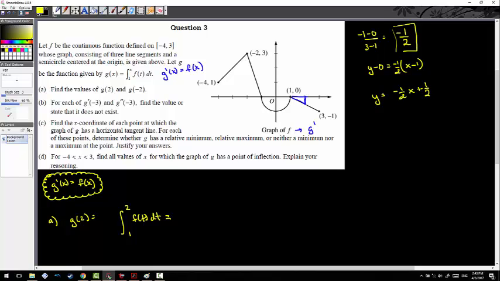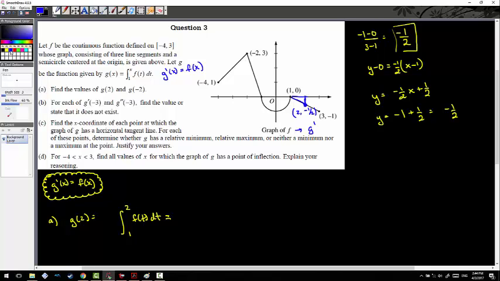What happens when I plug a 2 into there? Well, if I plug a 2 into there, like the problem's asking me to do right here, I get y being -1 plus 1/2, which is -1/2. So why does that help me? It's because it gives me the coordinates of this right here. So what I do is this is now 2, comma, -1/2.